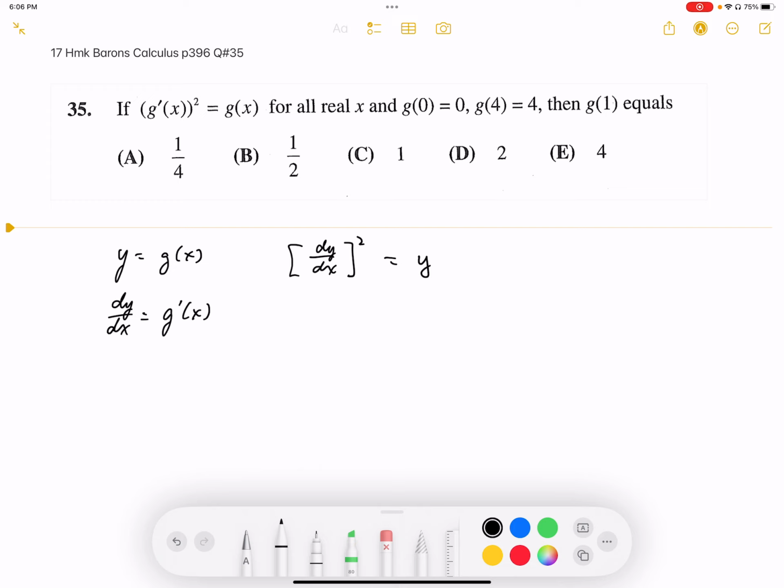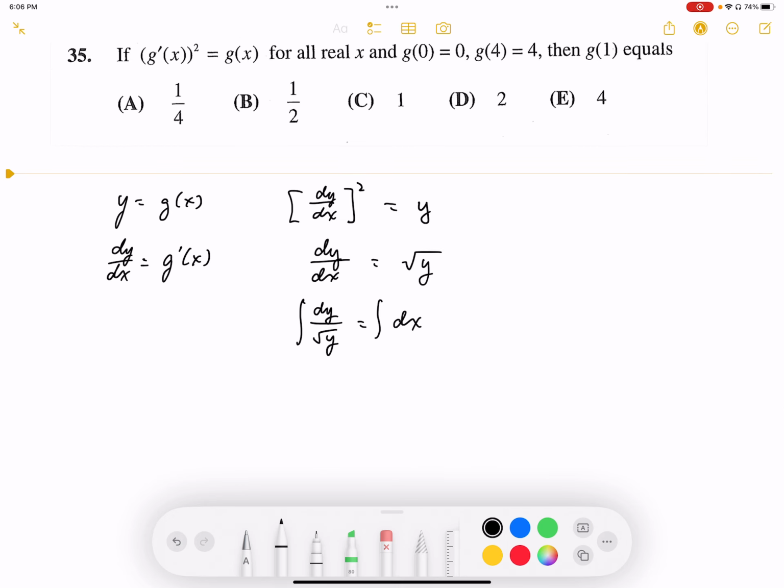And we can separate and integrate this if we can get rid of that squared around the dy by dx. And we do this by square rooting. Okay, so when we square root this, we get square root y equals dy by dx. We can then separate and integrate this. So we get dy over root y is equal to dx. Integrate both sides.